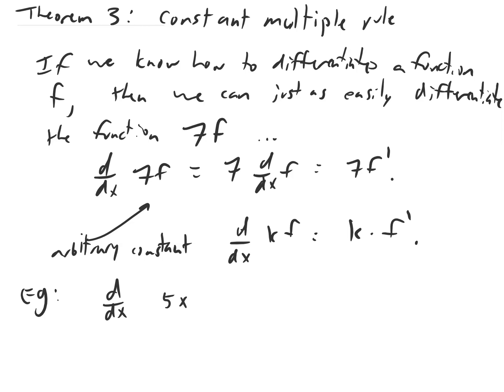An example with real numbers. Now let's take the derivative of 5 times x to the 6th. Well, this is going to be 5 times the derivative of x to the 6th. We can use the power rule for that. So that's 5 times 6 times x to the 6 minus 1, so 30x to the 5th.